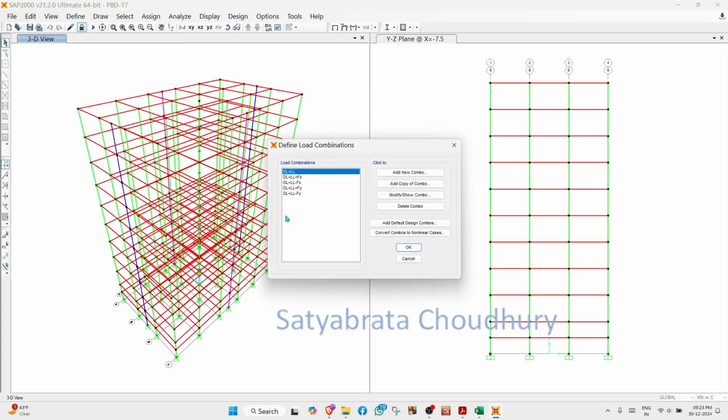These are not total load combinations but simpler ones. Dead load, live load; dead load, live load and Fx; dead load, live load minus Fx; dead load, live load plus Fy; and dead load, live load minus Fy. This much only.